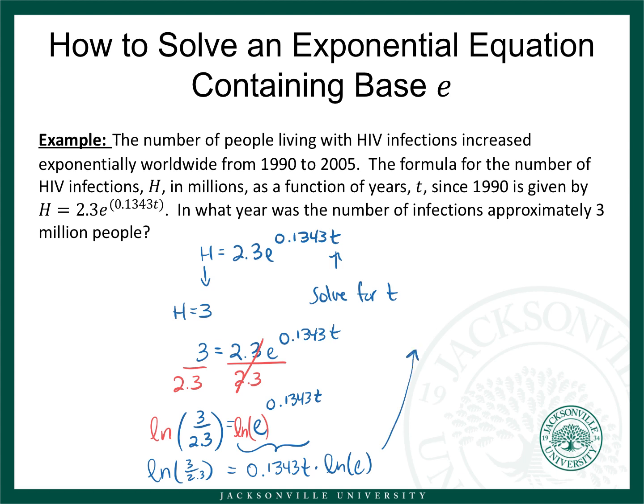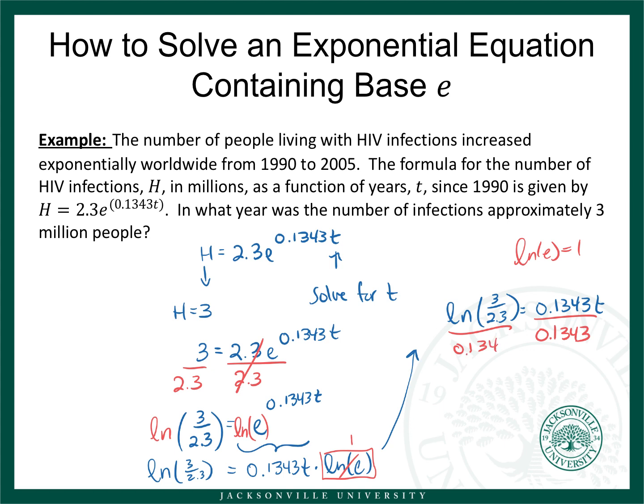I'm kind of running out of space here, so I'm going to move to the right. And again, remember the natural log of e is always equal to 1. So I can just cancel that out and replace the natural log of e with 1. And so then that way I don't have to divide it out on both sides. So my last step here, to solve for t, I would just divide both sides by 0.1343. So then t is equal to this whole thing on the left. And you can leave your answer like that.